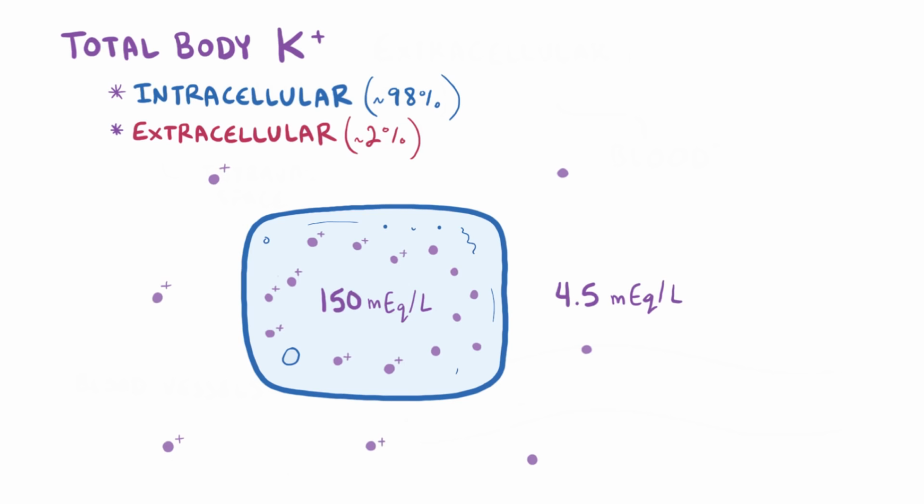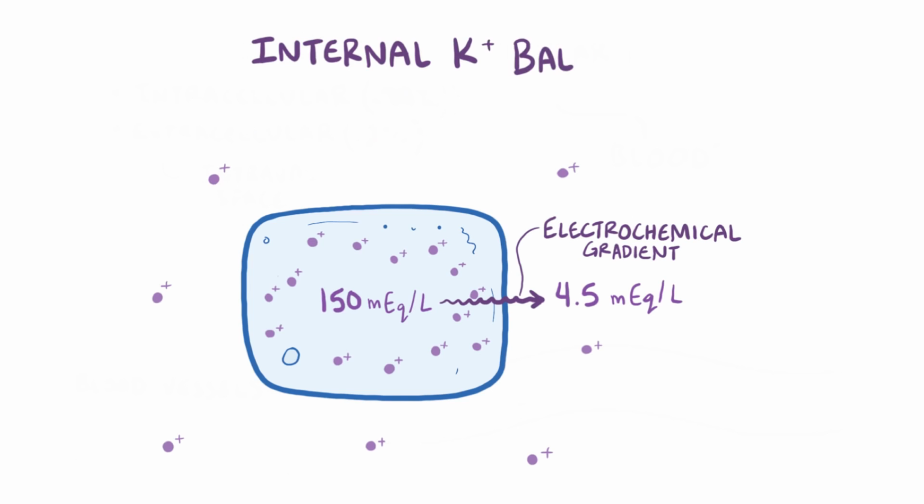Keep in mind that these potassium ions carry a charge, so the difference in concentration also leads to a difference in charge, which establishes an overall electrochemical gradient across the cell membrane. And this is called the internal potassium balance.